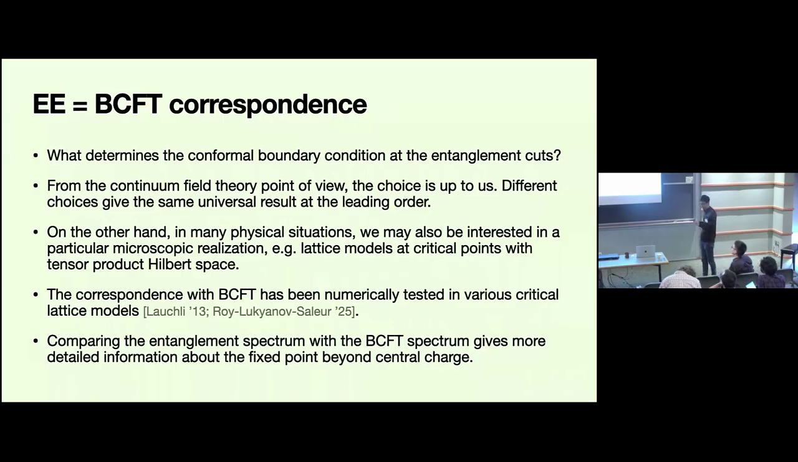Suppose you are interested in some macroscopic lattice realization of this conformal field theory. Say you have some lattice regularization where you have a well-defined tensor product Hilbert space. In such a case, there is much numerical evidence that the entanglement spectrum that you get on the lattice for this critical lattice model agrees very well with the spectrum of the boundary conformal field theory, where you get some conformal boundary condition at the entangling surface. There was a paper a few weeks ago where they made the observation that in all the known examples where this numerical test has been performed, it seems like the conformal boundary condition that you get at the entangling surface is the one with the highest g-function. I don't know why that should be the case, but it's an interesting observation.